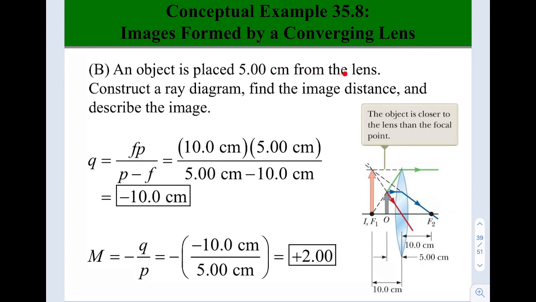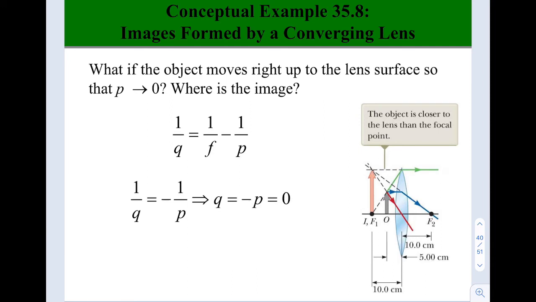B. An object is placed 5 cm from the lens. Construct a ray diagram. Again, no need. Find the image distance and describe the image. Again, calculate the q. You will get negative 10. What does negative mean? It is a virtual image. Where is the location? It is in front of the lens. This is the object, this is the image. Calculate the M. You will get positive 2. What does 2 mean? The image is double the size of the object. What does positive mean? It's upright, with no left-right reversal.